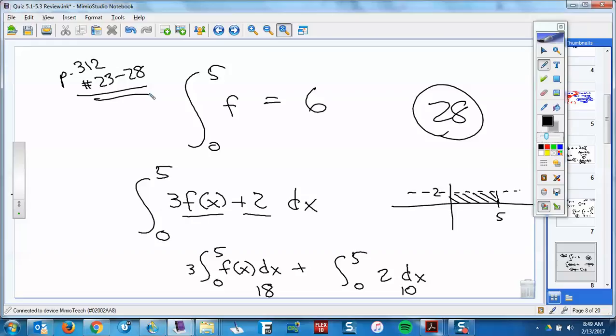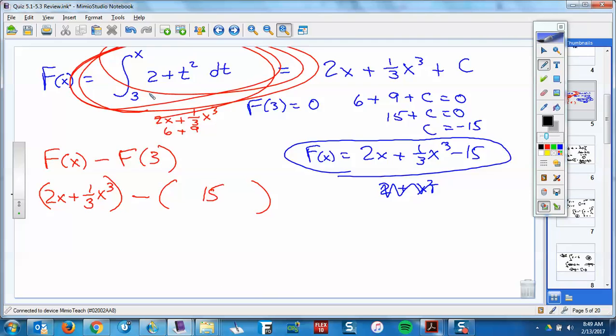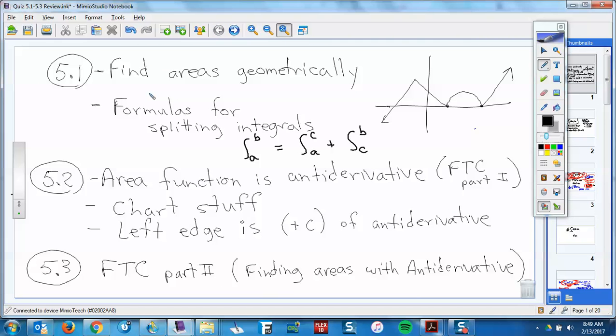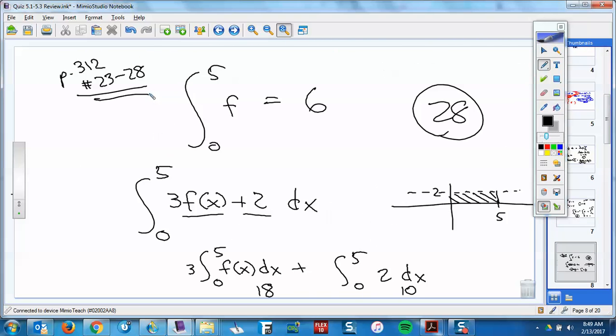Good questions, Kevin, because that will definitely be on the quiz. How did you get 18? Is this the triangle? No, the integral from 0 to 5 is 6. Oh, yeah, you were given that. So 3 times 6 is 18. That's where it came from. I should have written that. Yes, you had to be given that.